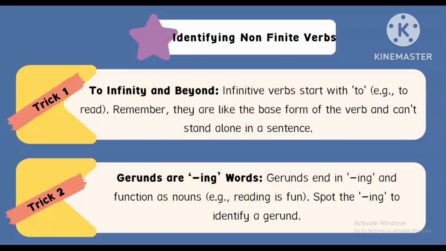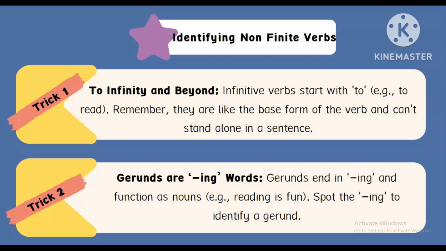Trick number 1. Remember, the basic and the only rule to identify infinitive is that it starts with the word to followed by the base form of a verb. And this rule is never going to change by any means. Clear? So whenever you find a verb in its base form preceded by the word to, just understand that it's a non-finite verb or infinitive.